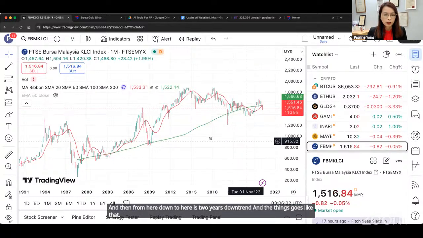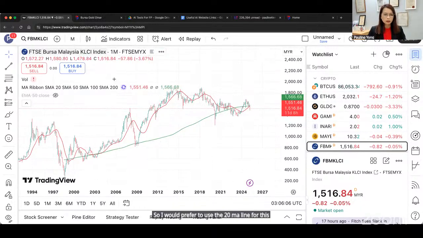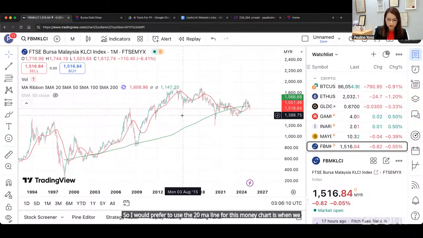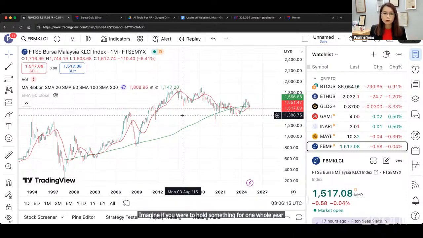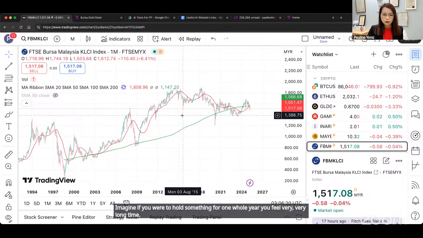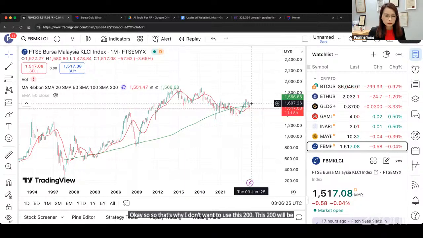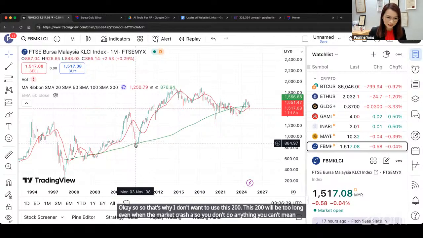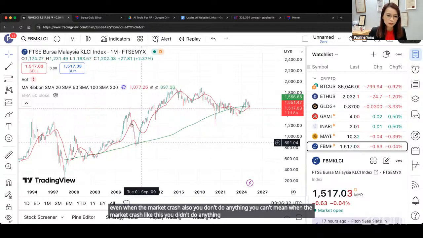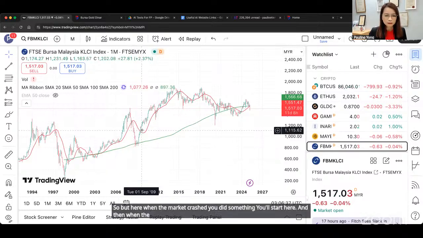So I would prefer to use the 20 MA line for this monthly chart, because when we are in the process of holding the stocks, 1 year is a long time for us. Imagine if you hold something for 1 whole year, you feel it is a very long time. So that's why I don't want to use this 200. This 200 will be too long. Even when the market crashes, you don't do anything. You get what I mean? When the market crashes like this, you didn't do anything. But here, when the market crashes, you did something. You sell here, and then when the market goes back up, you buy here.